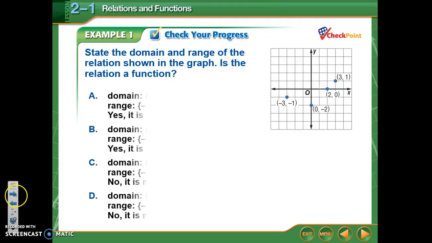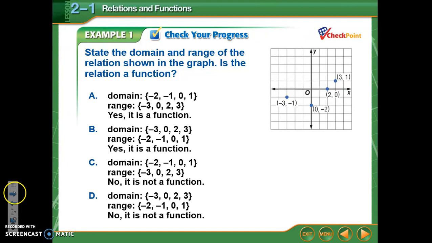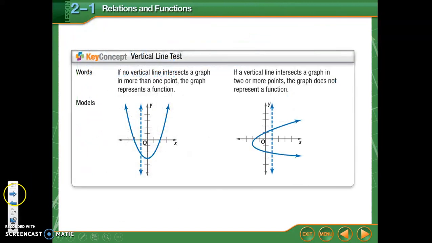All right, this is one where we're going to pause. You're going to answer the question here on Edpuzzle and then come back and check. Okay, hopefully for this one you answered B. Your domain is your set of x values. Your range is your set of y values listed from least to greatest. And yes, it is a function because none of my domain values repeat.